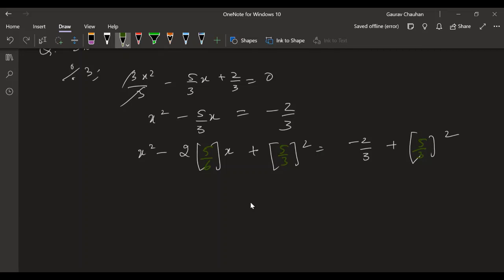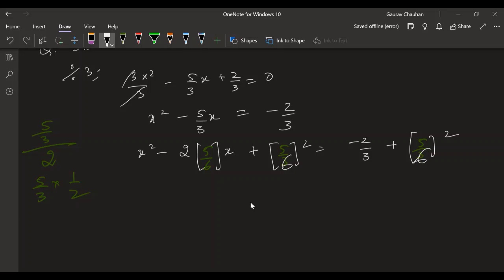You want to do that into 1 by 2, divide by 2, so 5 by 3 into 1 by 2 is 5 by 6 only. Sorry, here also 5 by 6, here also 5 by 6.